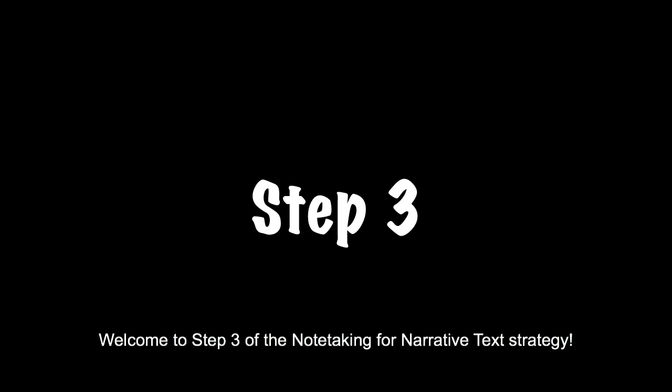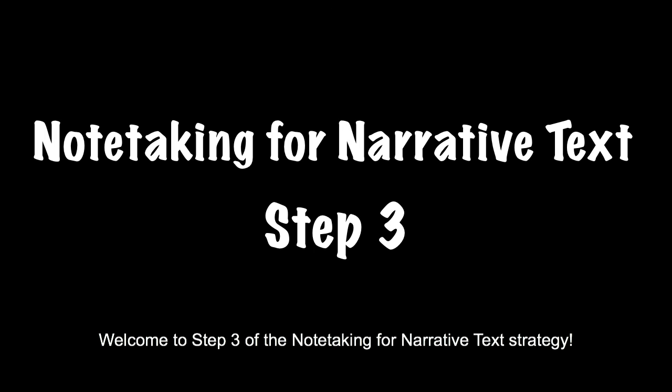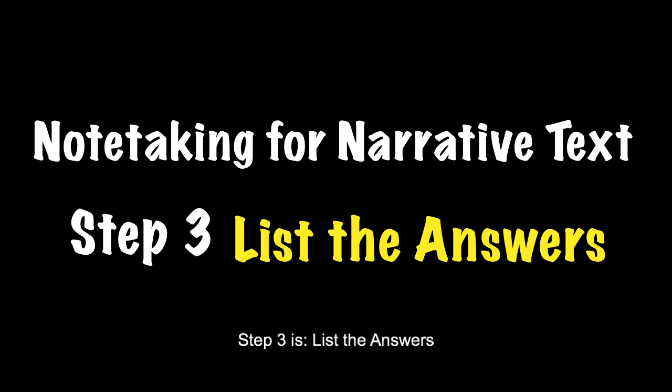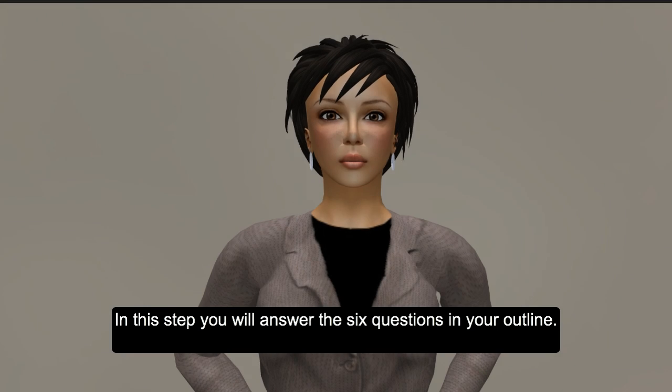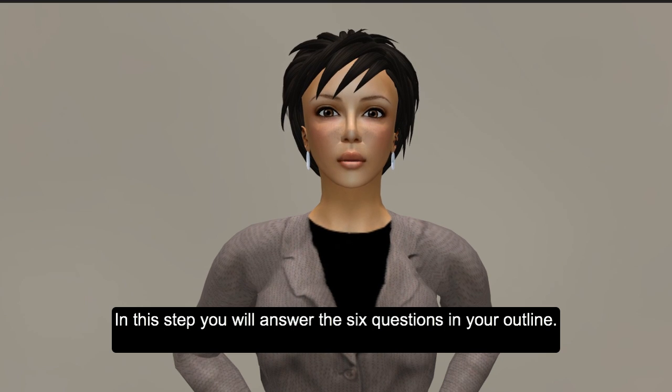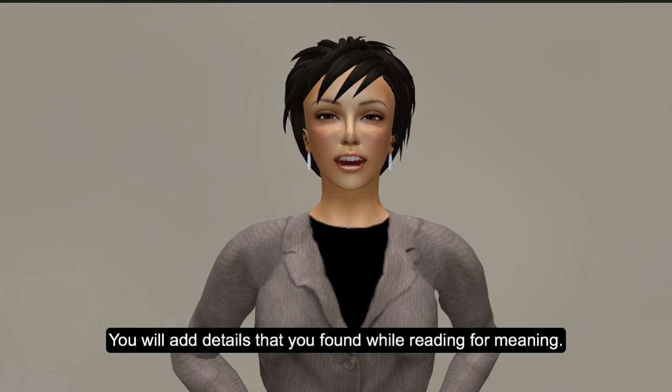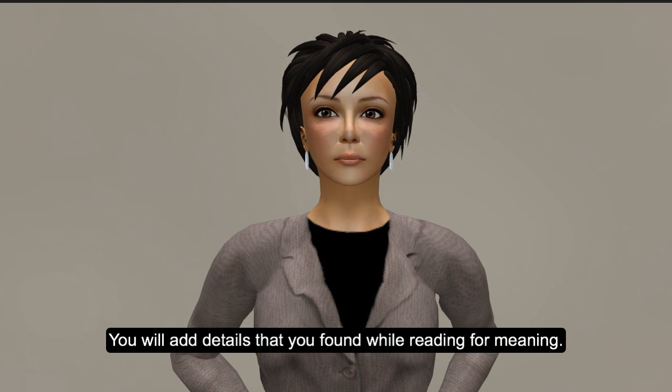Hi, welcome to Step 3 of the Note-Taking for Narrative Text strategy. Step 3 is List the Answers. In this step, you will answer the 6 questions in your outline. You will add details that you found while reading for meaning.